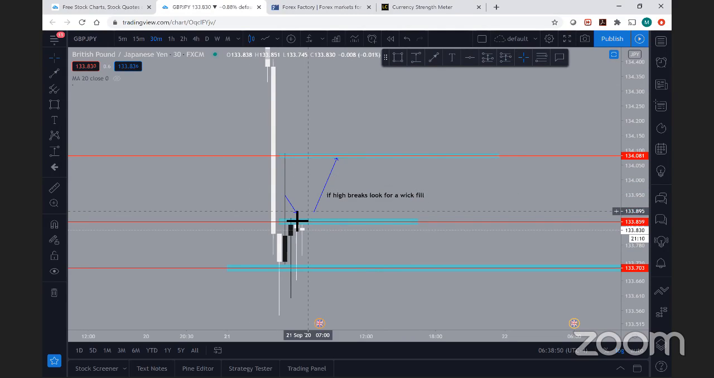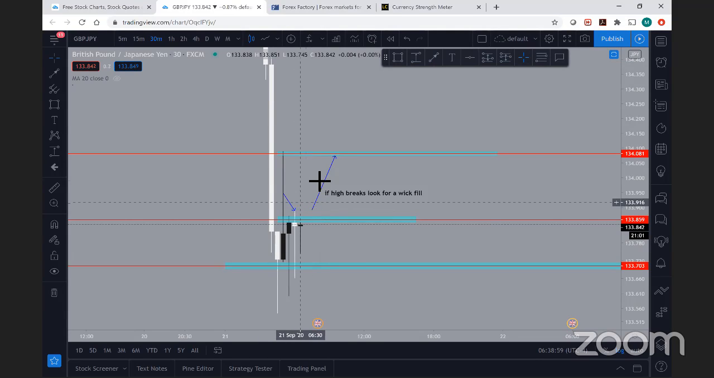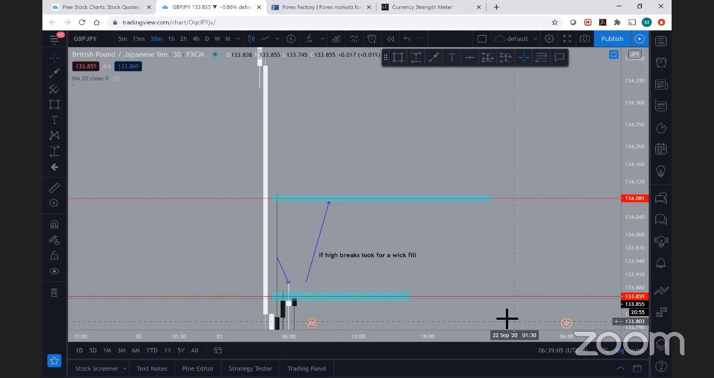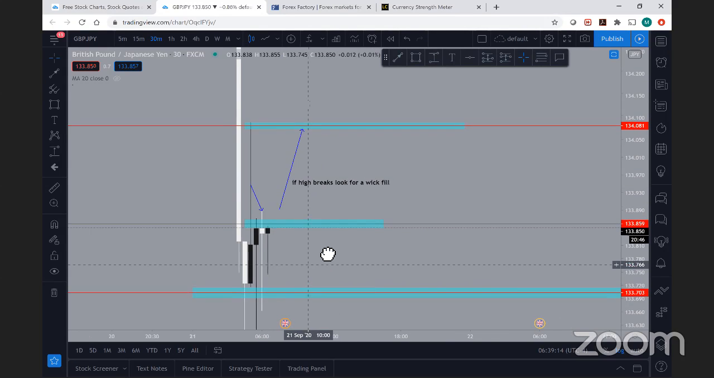So if we do get a break of the high, 133,890 or so, look for this thing to wick fill up, and then see what happens. So right now it looked like it just put in a low.